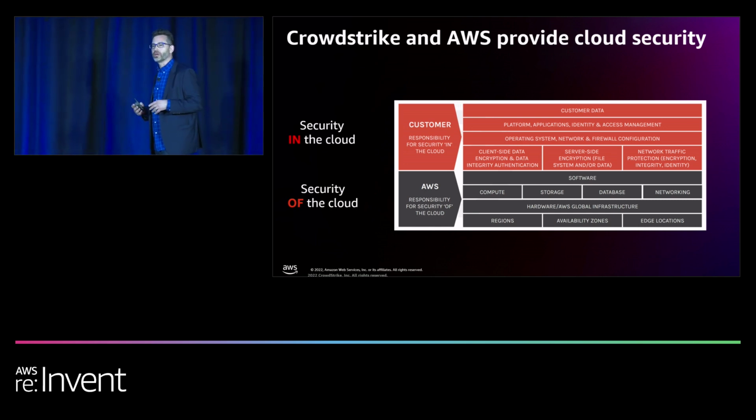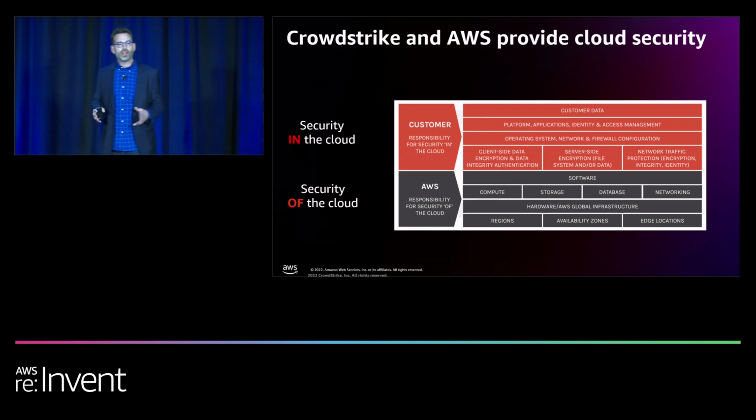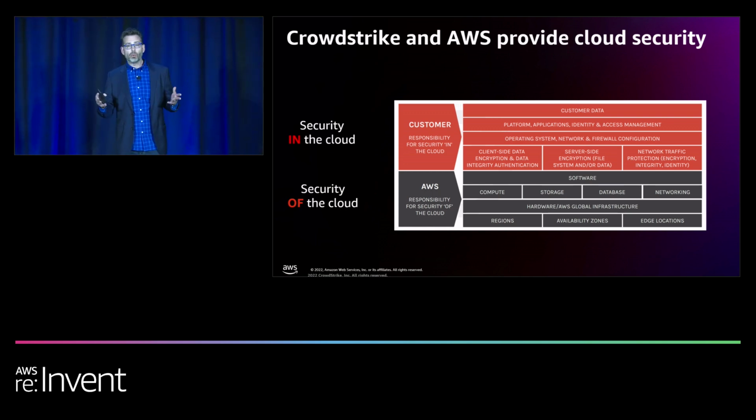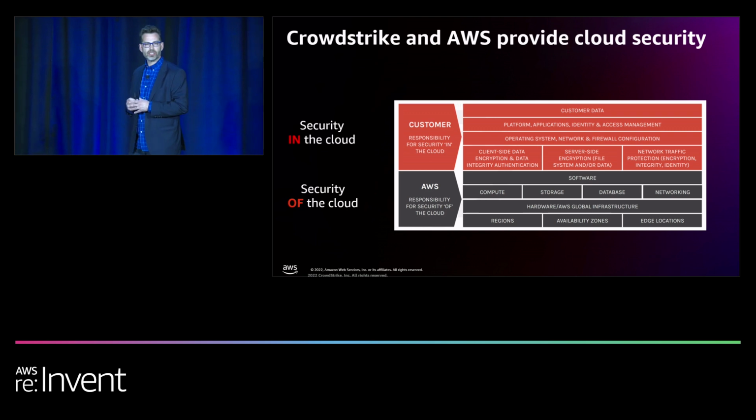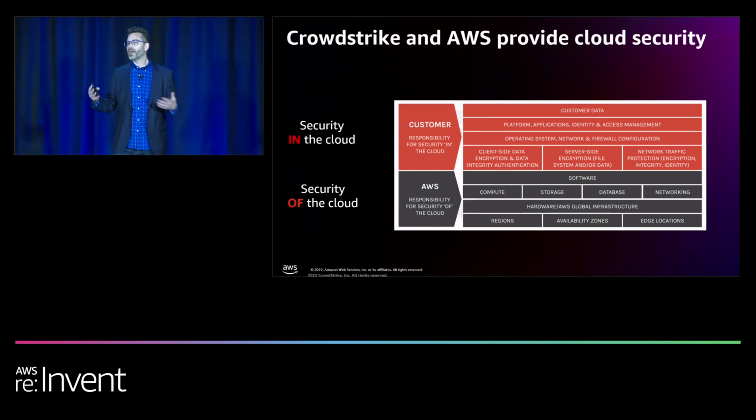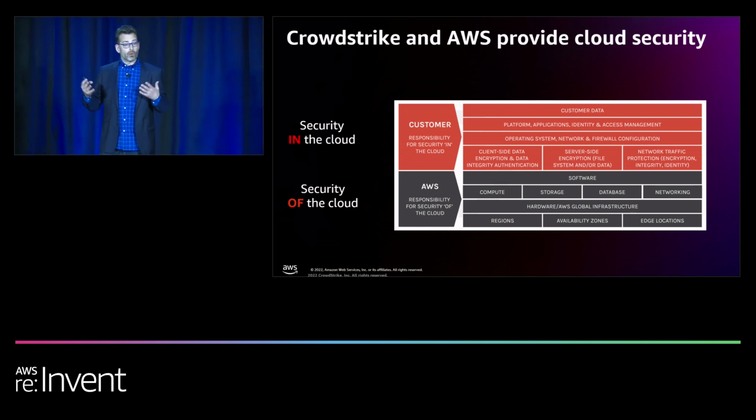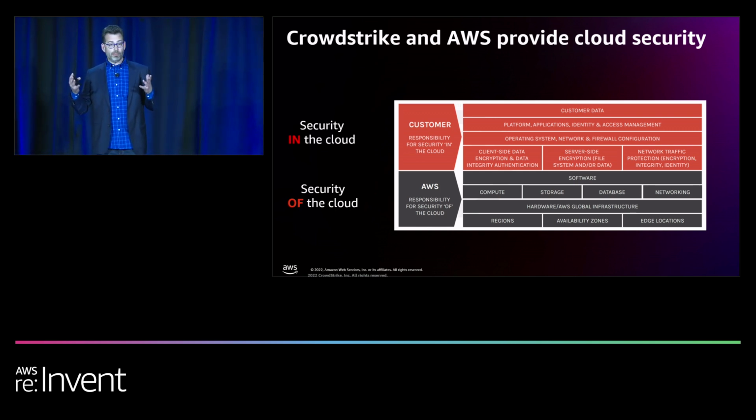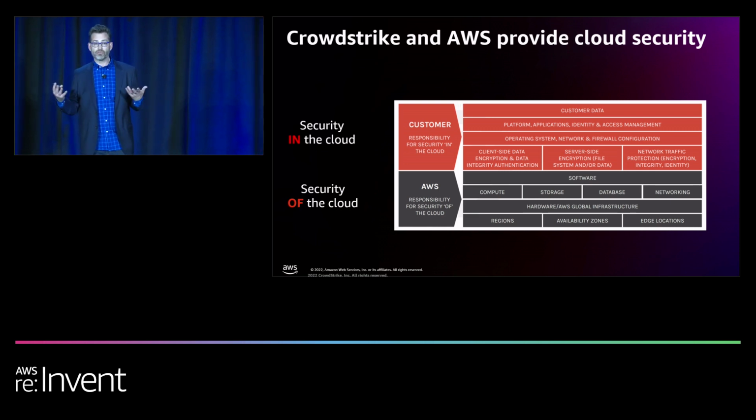So, what are we talking about? We're talking about encryption in transit, encryption at rest. We're talking about firewall rules, security group rules, patching operating systems, upgrading packages, things like that. And even though customers are responsible for all that, AWS provides the tools. Now, CrowdStrike can help protect your environment, and that's really what we do best.